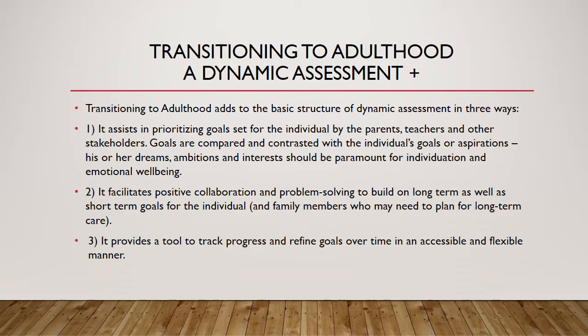Transitioning to adulthood adds to the basic structure of dynamic assessment in three ways. First, it assists in prioritizing goals set for the individual by parents, teachers, and other stakeholders. The goals are compared with the individual's own goals and aspirations. His or her interests should be paramount for independence, self-determination, and quality of life. The individual's goals, no matter how unreachable they may appear initially, should be carefully considered instead of opting for easily measurable and achievable goals that may not increase the individual's quality of life or independence.